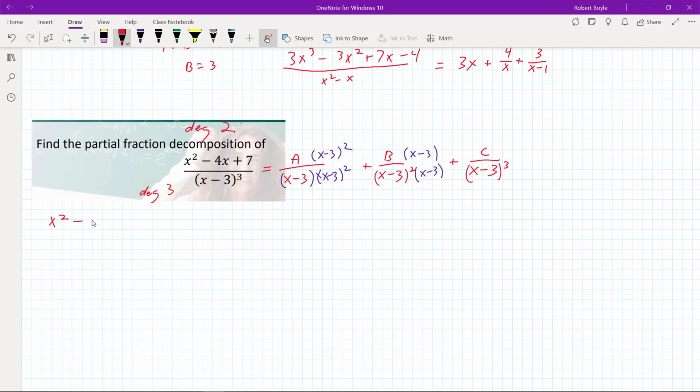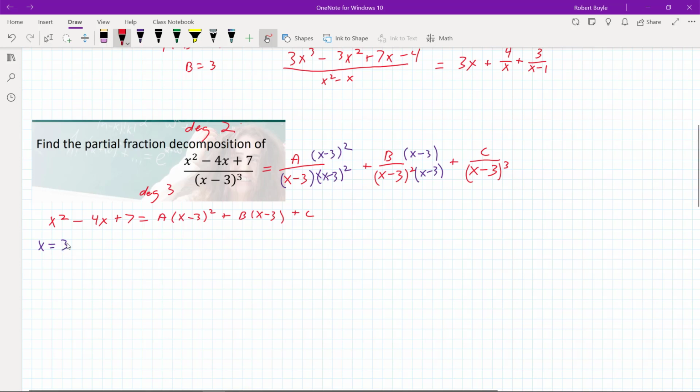x squared minus 4x plus 7 is equal to a times x minus 3 squared plus b times x minus 3 plus c. Okay, so to approach this, once again, we can basically group and evaluate like terms, or we can use certain values of x. And we're going to use the latter, certain values of x. For example, notice here that we have a term x minus 3 here, and a term x minus 3 here. So it might be reasonable for us to let x be equal to 3 and see what happens.